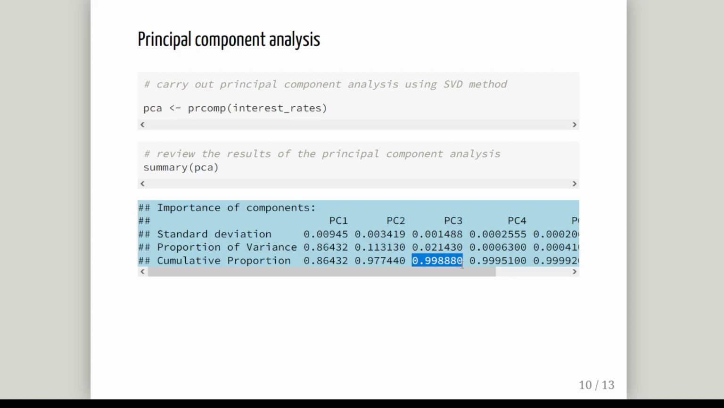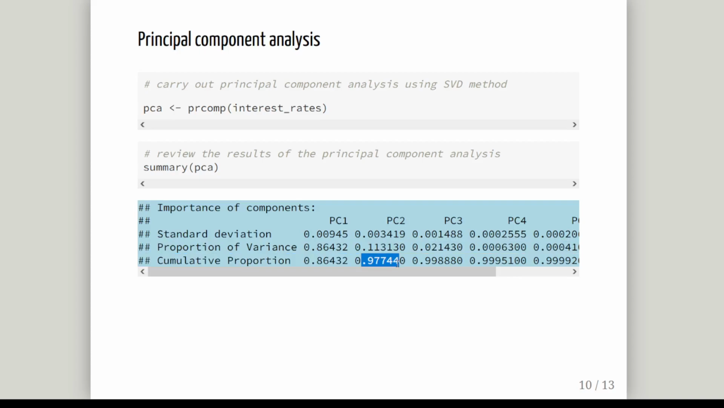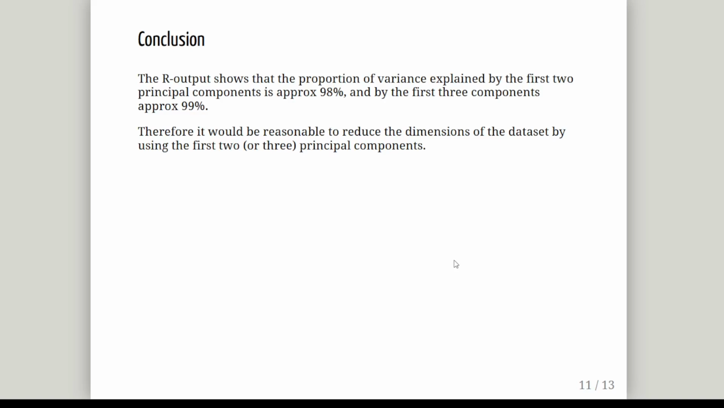I would say 3, but it's not wrong to say 2. Reaching 95% is good enough, so you could just go for PC1 and PC2. I'll go for PC3 here, so the first 3. So the R output shows that the proportion of variance explained by the first 2 principal components is approximately 98% and the first 3 is 99%. Therefore, it would be reasonable to reduce the dimensions of the dataset by using the first 2 or 3 principal components.